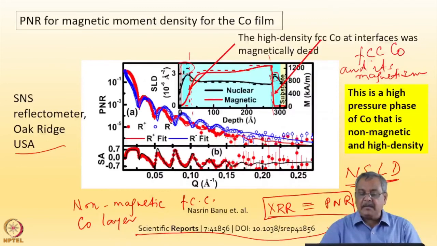So at the interface, we conjectured that due to grain boundary migration, some grains got pressurized and they turned into this FCC high density cobalt in this specific film, which is otherwise not seen in bulk at ambient pressure. So this is one very interesting result using magnetic moment density from thin films.